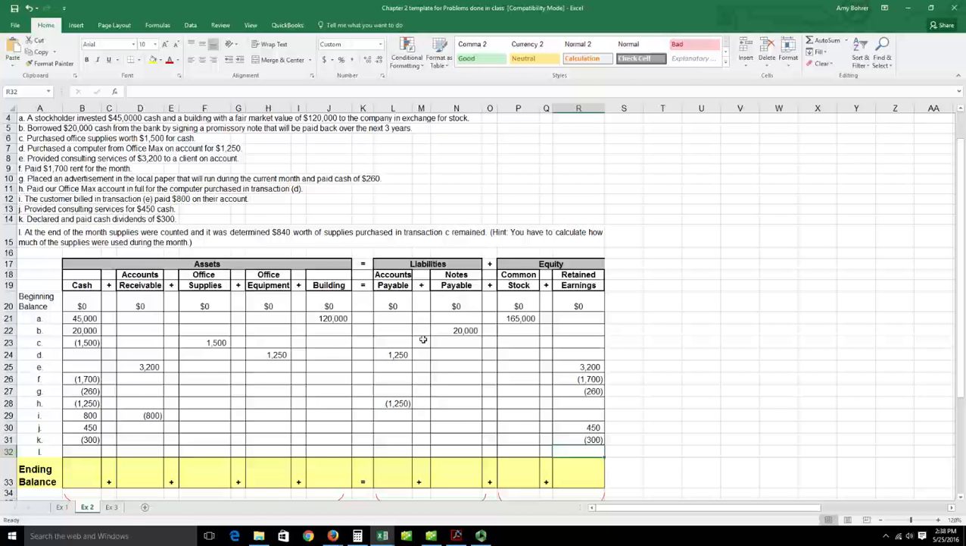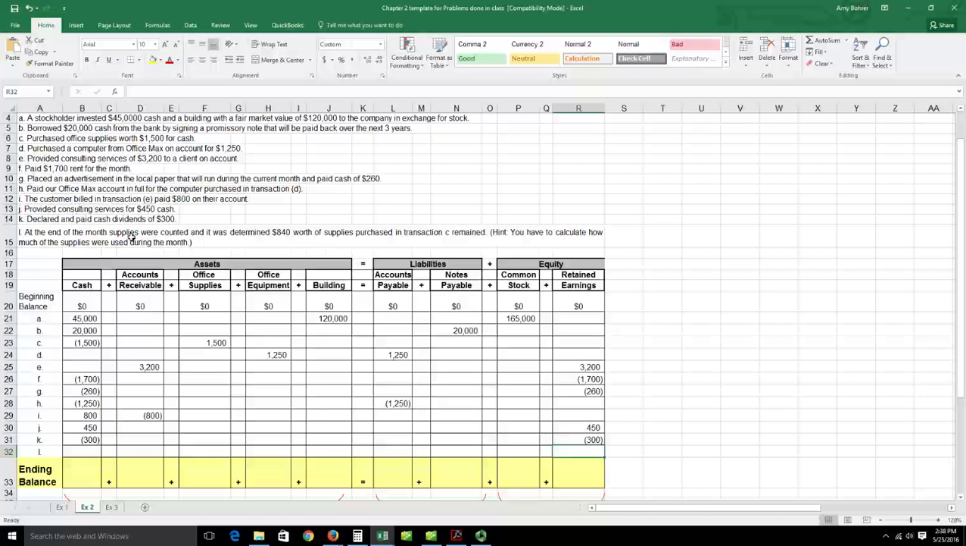So dividends is cash that you're paying out to your owners. Sometimes that gets done monthly, sometimes it's quarterly, sometimes it's just annually. But anytime dividends get paid out, your retained earnings is reduced. And so that's going to be a negative in your retained earnings column.